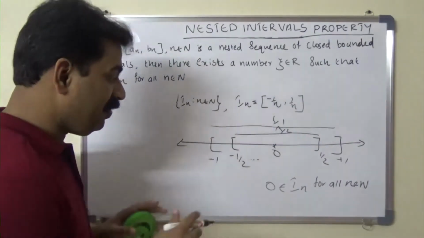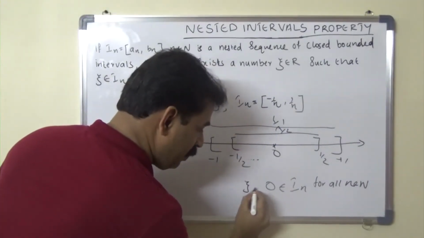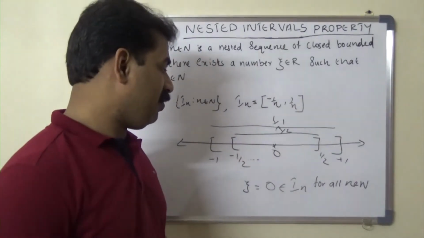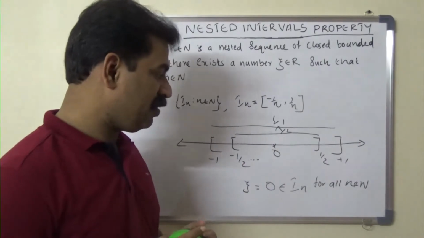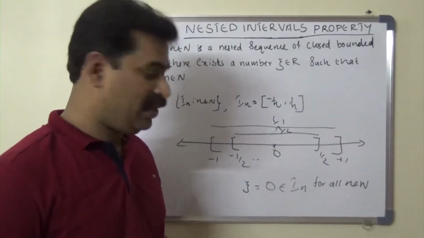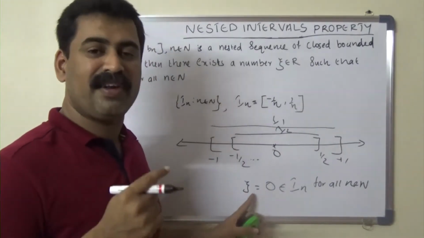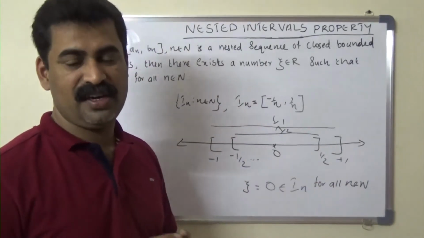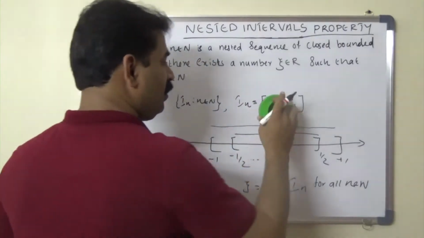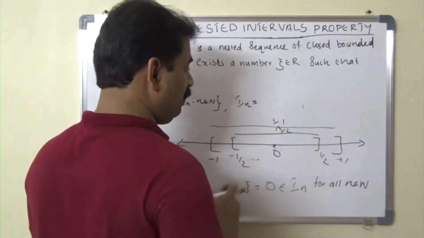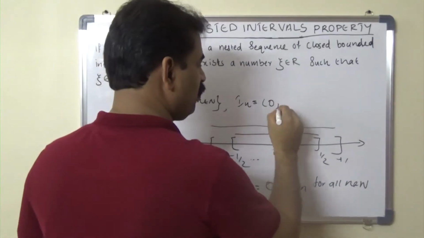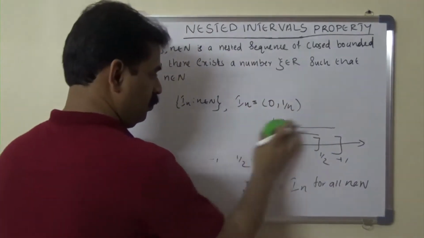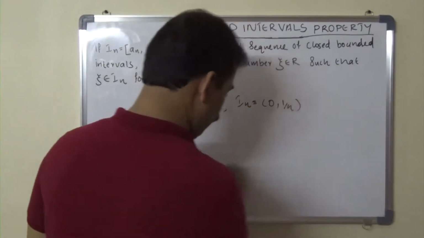So here we can take psi equals 0. That means we find a real number psi such that psi belongs to I_n for all n belongs to capital N. Clear? But if we take I_n equals the open interval (0, 1/n).